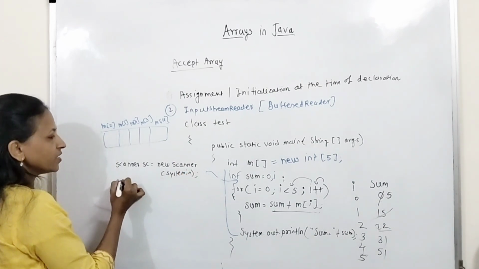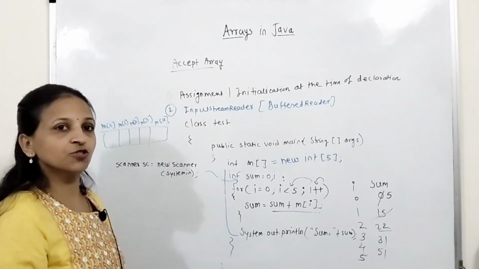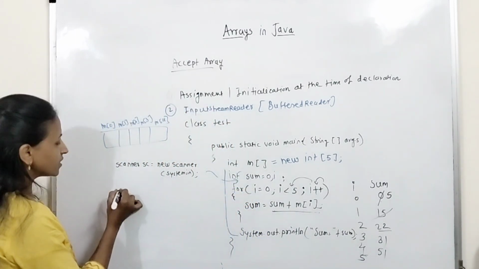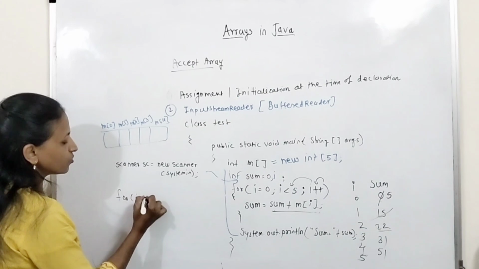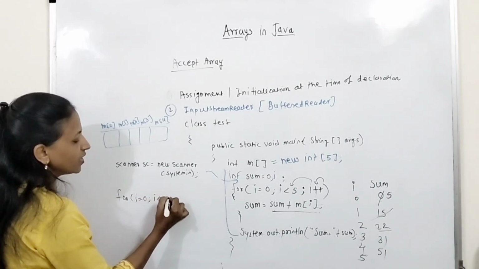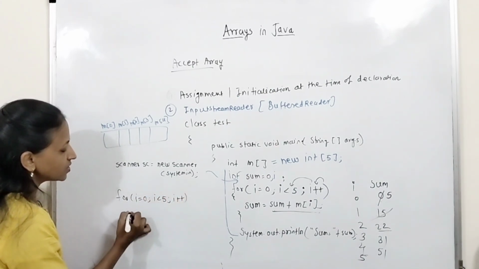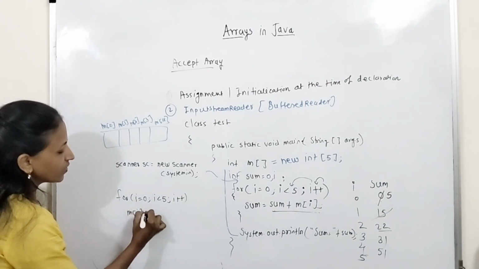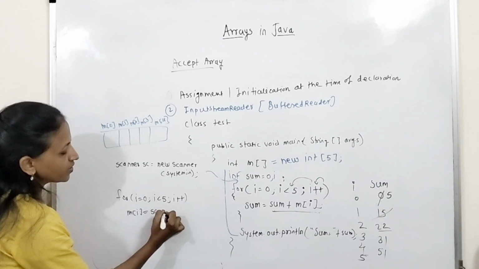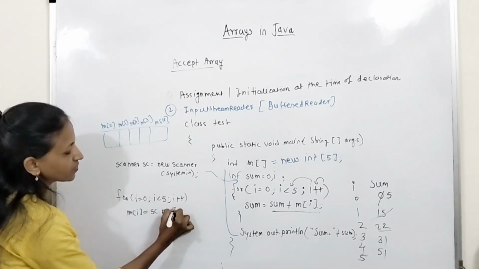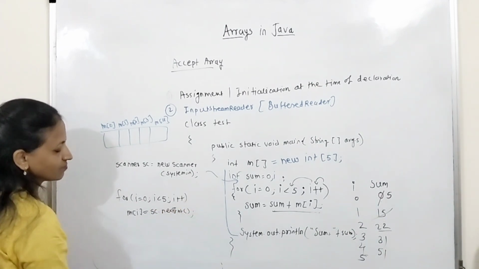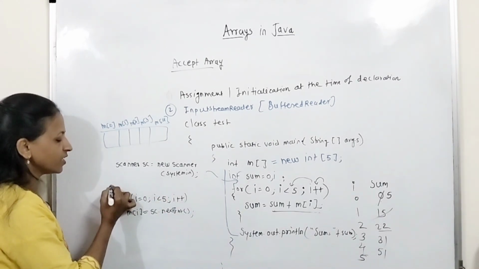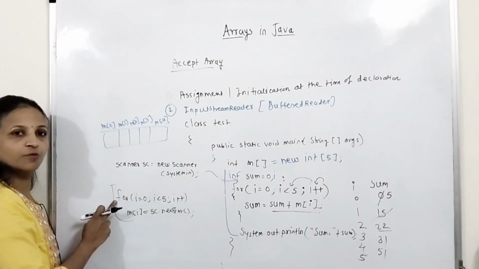That's it. And here again you have to give that message to the user, enter any 5 numbers, and after that place a loop like for i equal to 0, i less than 5, i plus plus, and just write here m of i equal to sc.nextInt. Very easy. Now m of 0, m of 1, m of 2, m of 3, m of 4, all the elements will be accepted with the help of this loop.